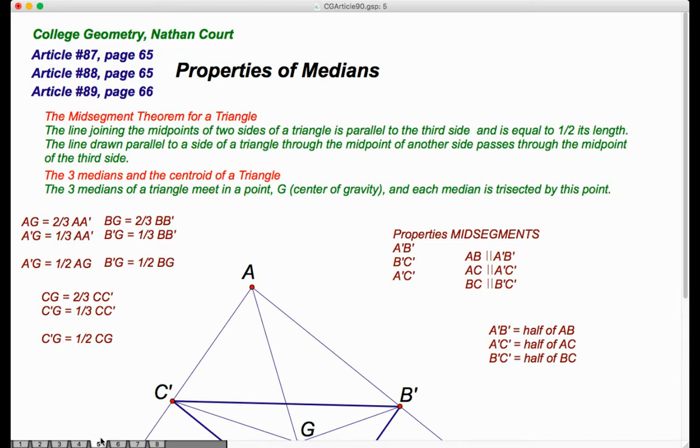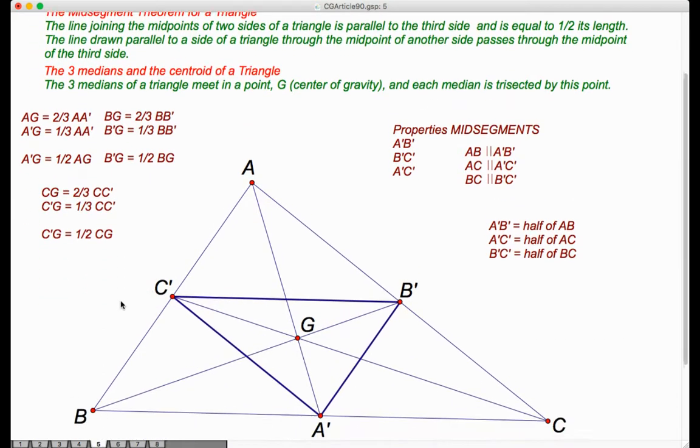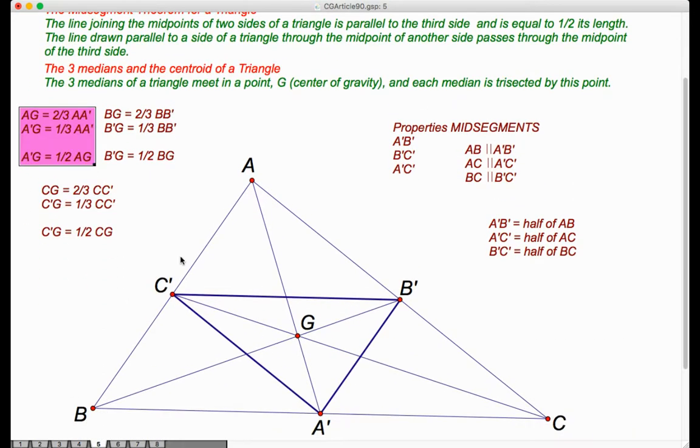So let us summarize it so far. In this particular diagram, we know that AG is 2/3 of median AA prime, and A prime G is 1/3 of median AA prime, or we can say that A prime G is 1/2 of AG. This is actually half of this particular segment.